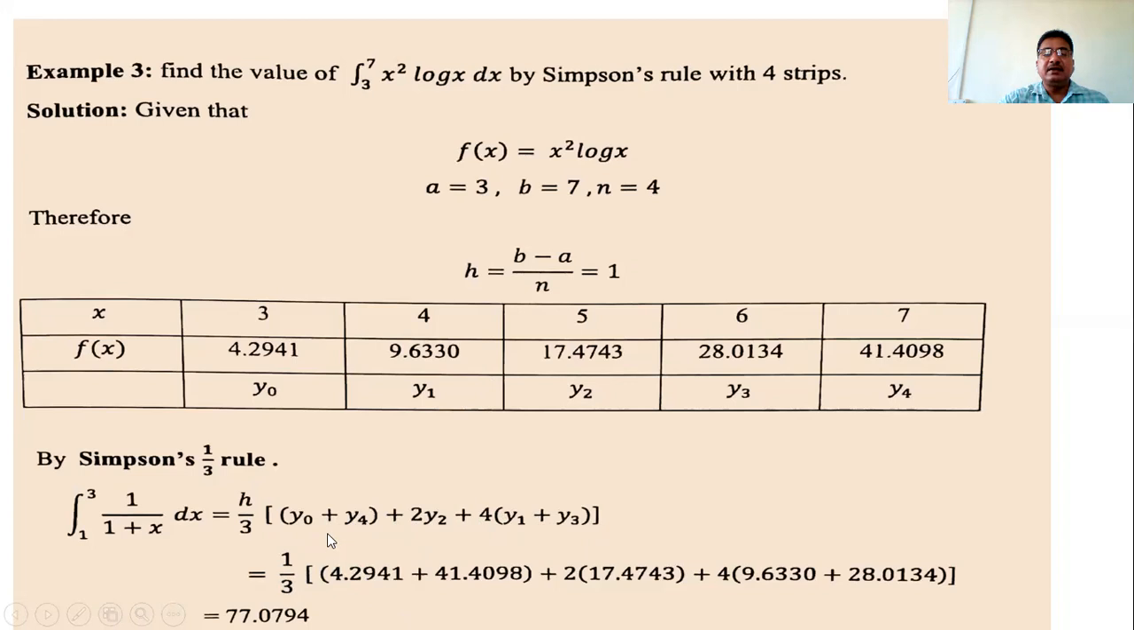So 1 by 3 and substitute y0. Y0 is 4.2941 plus y4 is this value plus 2 times y2, y2 is this, and 4 times y1 plus y3. Substitute all the values and find the answer by using a calculator, and the answer is 77.0794. This is the integration 3 to 7 x square log x dx.